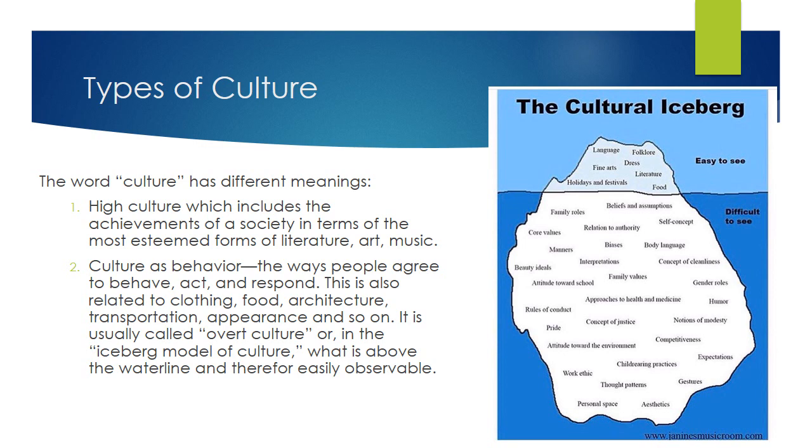In terms of culture as a behavior, the ways people agree to behave, act, and respond, this is also related to clothing, food, architecture, transportation, appearance, and so on. It is usually called overt culture, or in the iceberg model of culture, ooh, and look, there's an iceberg on this page. What is above the waterline is easily seen. So the language, the food, the holidays, the festivals, how people dress.